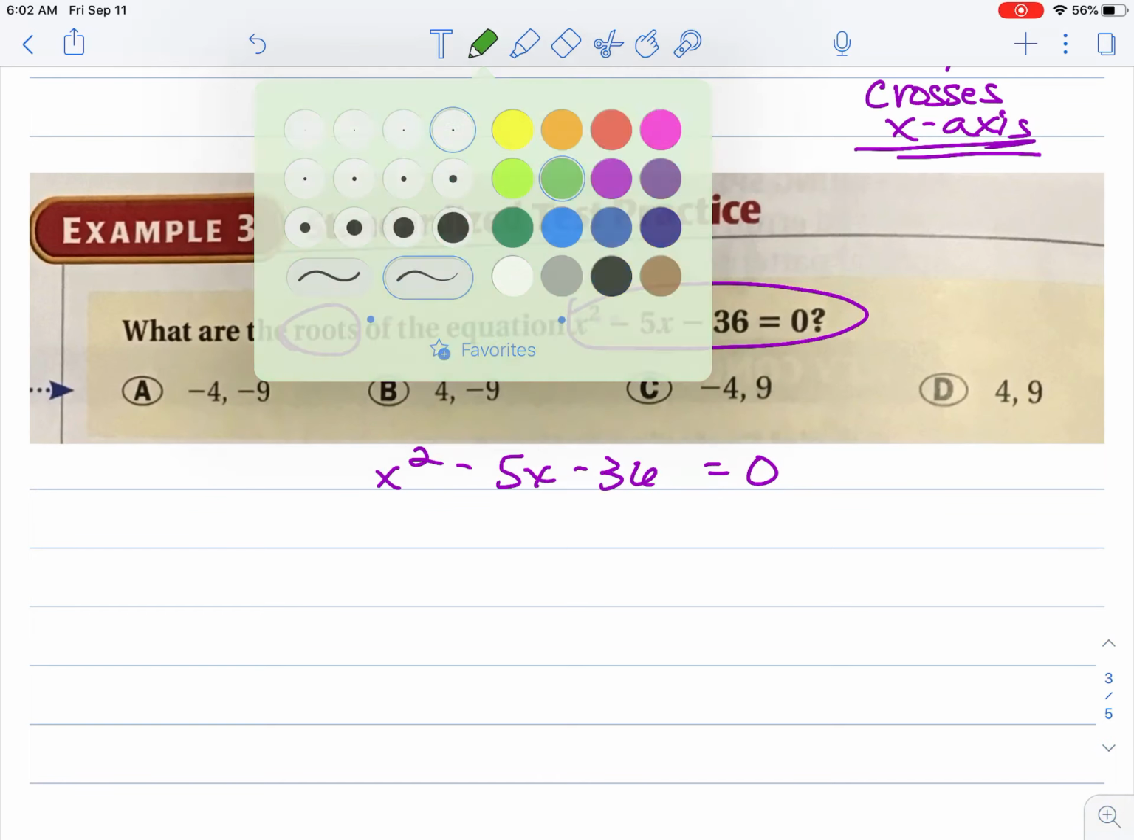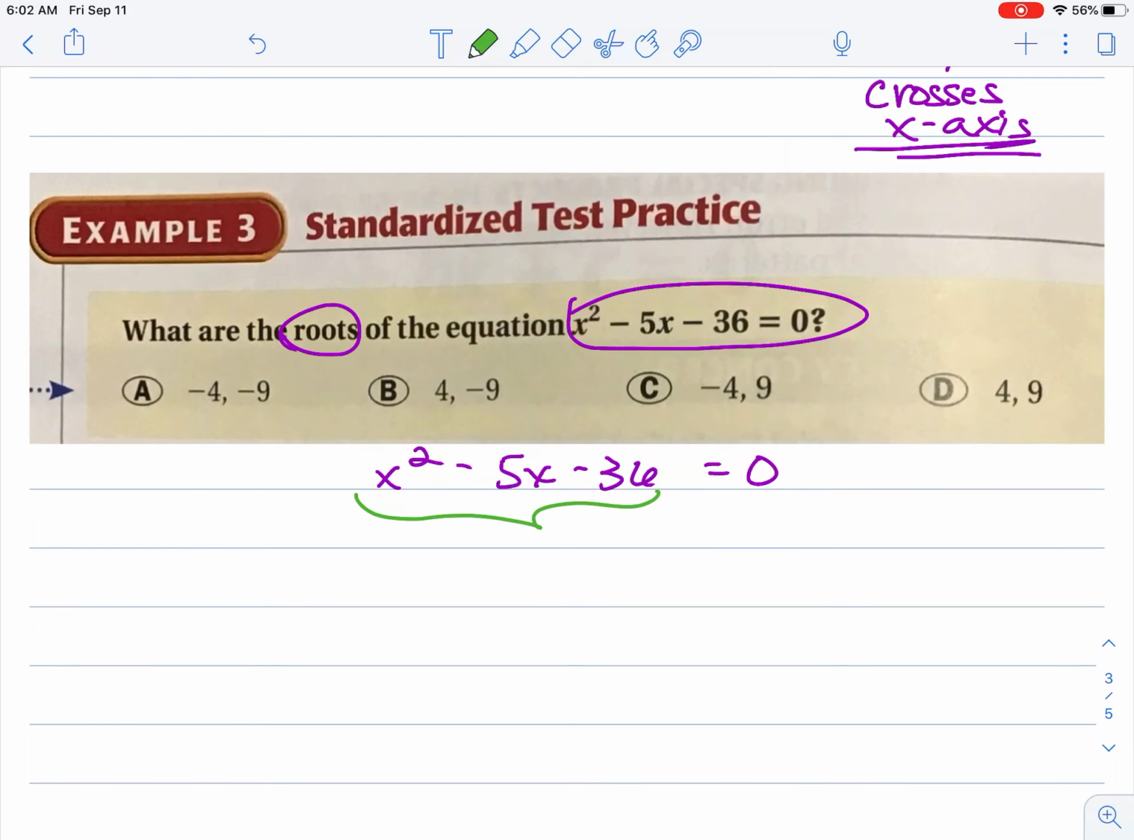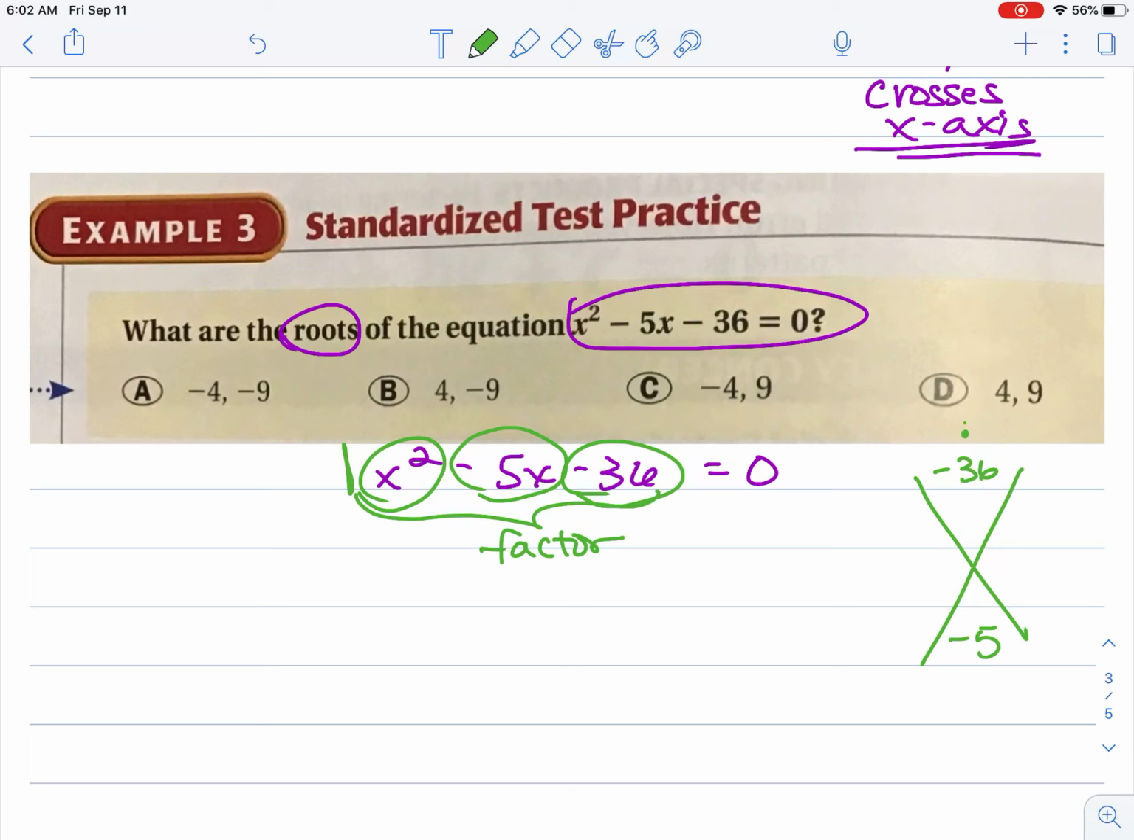So first thing we're going to do is we realize, okay, I'm going to have to factor this. You're going to use your graphic organizer. There's 1, 2, 3 terms. There's a 1 in front here. So you're going to use our x factoring. Put the last term here, 36. Put the b term here. So what multiplies to 36 that adds to negative 5?